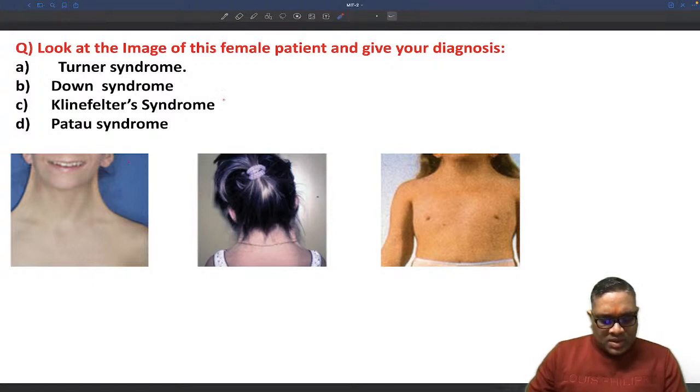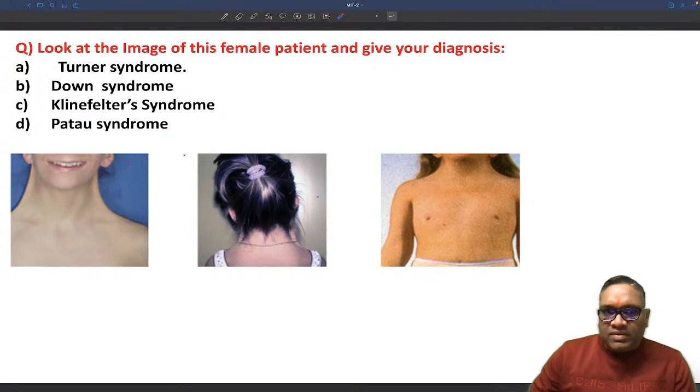Right, so Pooja has given me the first correct answer. Then Asim, Jasmine, Sabyasachi, all have given me a correct answer. So this is a very simple question which came in previous year FMG exam also.